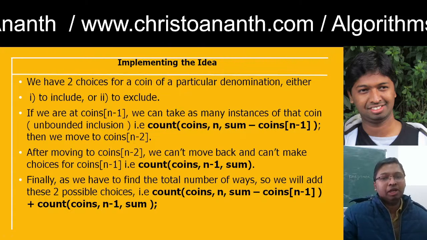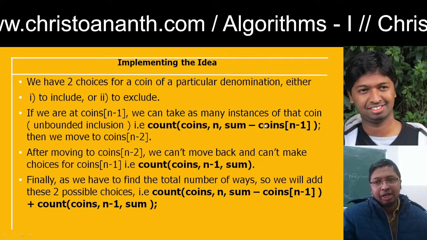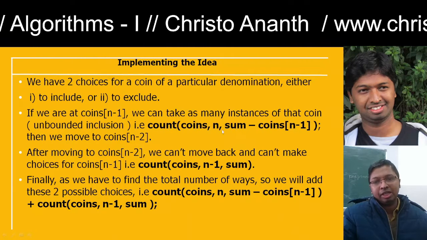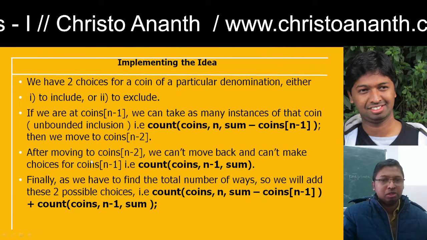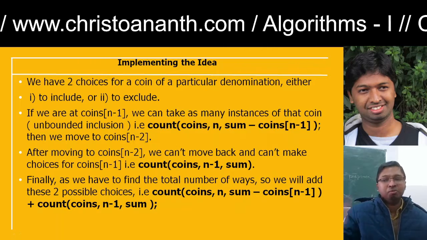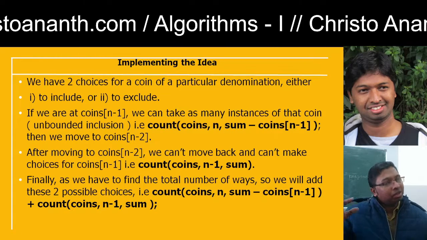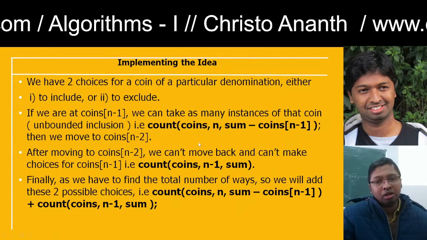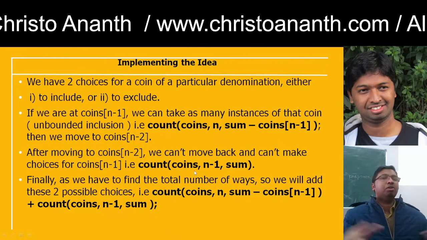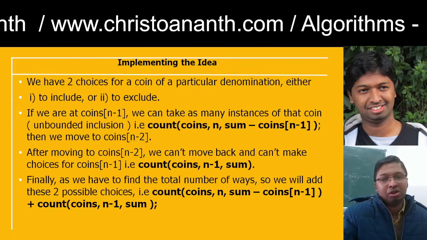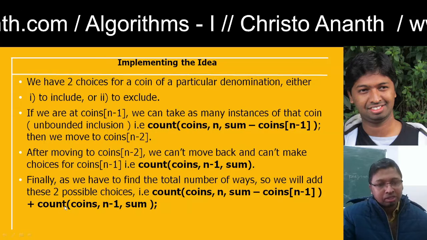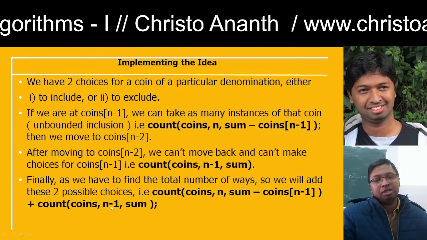So if we take the coin n minus 1, we can have instances of that coin, unbounded. For inclusion, you'll have count coins n, sum minus coins of n minus 1, and we can't move to coins n minus 2, and similarly we can't move back and we can't make any other choices. For the exclusion part, you'll have count coins n minus 1, sum. Finally you are going to add all the possible choices: count coins n, sum minus coins of n minus 1, plus count coins n minus 1, sum.